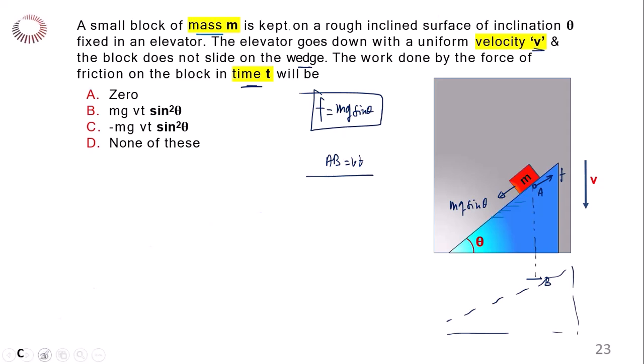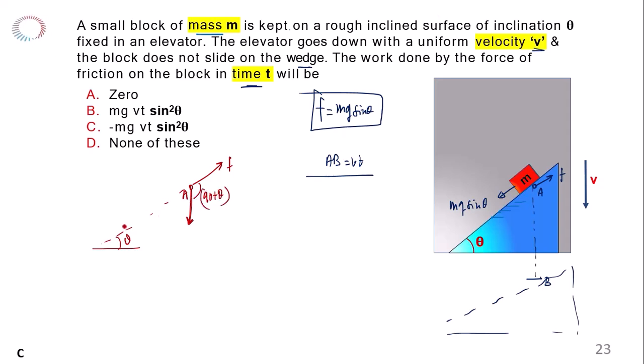Now identify the friction. Let us say this is the point A where the friction is acting. So this is the direction of friction. Now displacement is in this direction, and displacement is vertically downward. Now this angle is theta. Then this angle is 90 minus theta. So this angle should be 90 plus theta. Understood?